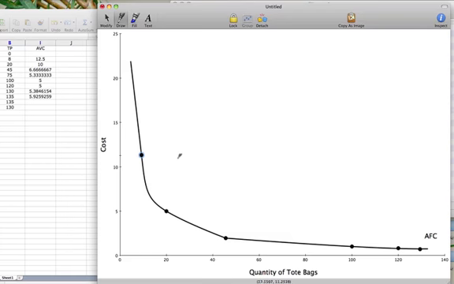When 20 units were produced, the average variable cost was $10. When 45 units were produced, the average variable cost was $6.67. When 75 units were produced, the average cost was $5.33.